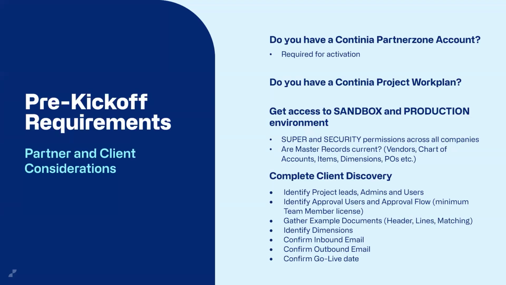You also want to confirm, do you have a Continia project work plan? The Continia project work plan is an internal document. It was created by Continia North America from our services team, and we use this internally to manage projects. This is a document that you could also gain access to, and you can use the work plan to manage projects. So this is coming directly from Continia. This is what Continia uses when we implement. So this is a vital resource for you as a partner to also manage your implementations with.